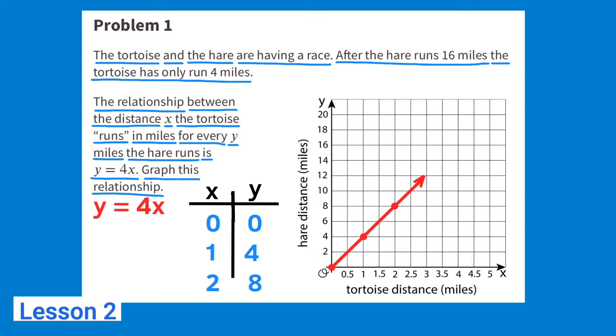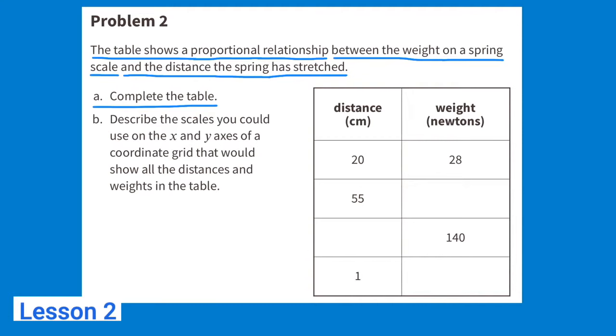Problem number 2. This table shows a proportional relationship between the weight on a spring scale and the distance the spring has stretched. A. Complete the table. We have distance in centimeters on the left side of the table and the weight in newtons on the right side of the table. In the first proportional relationship, we can say that 28 newtons pulls the spring a distance of 20 centimeters. 28 divided by 20 equals 1 4/10.